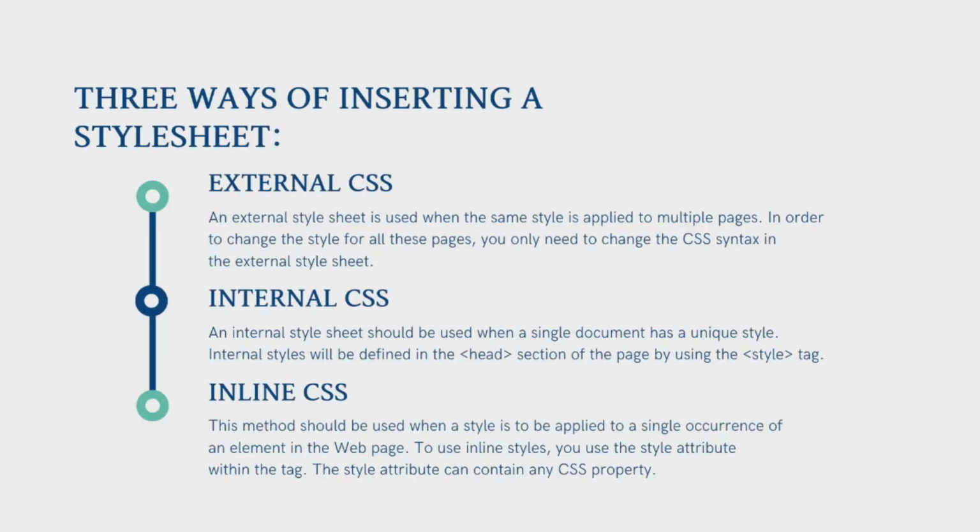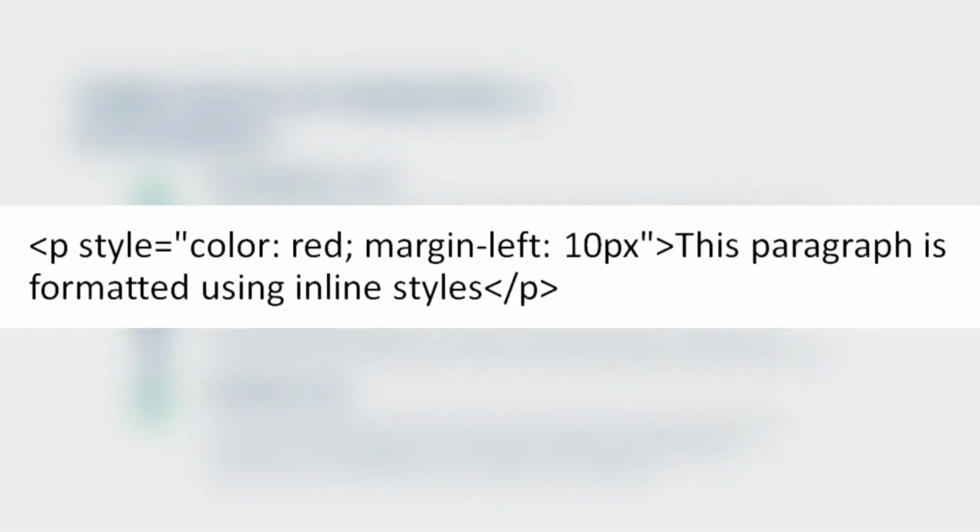And lastly, the inline CSS. This method should be used when a style is to be applied to a single occurrence of an element in the web page. To use inline styles, you use the style attribute within the tag. The style attribute can contain any CSS property. Now in our example, it shows the syntax to change the color and left margin of a paragraph.